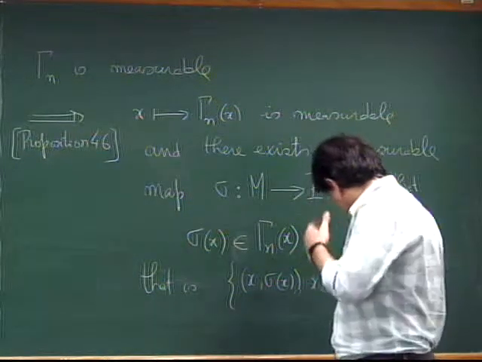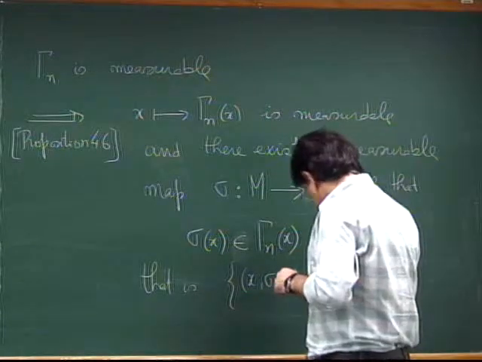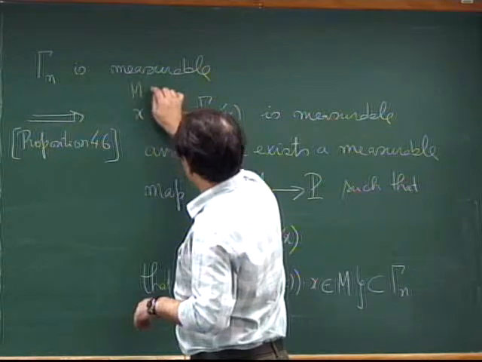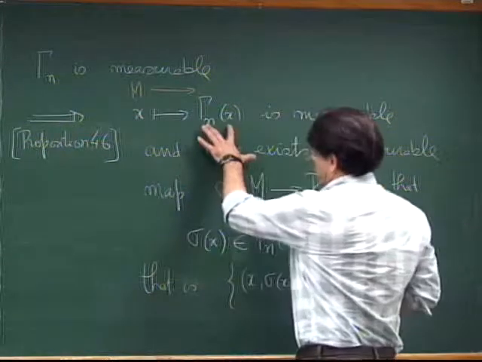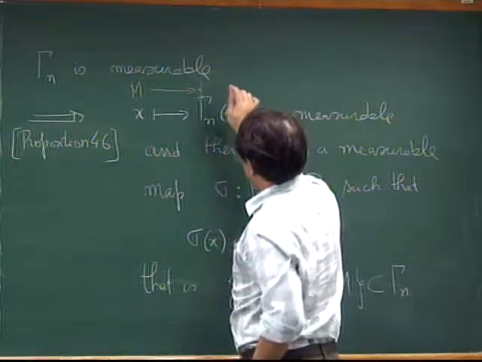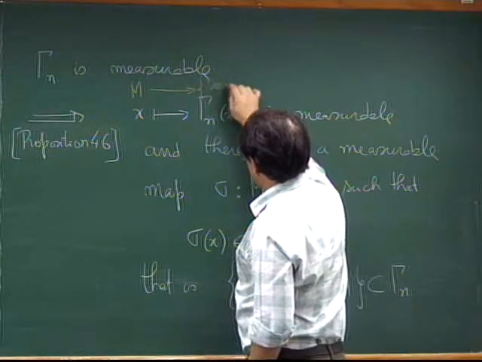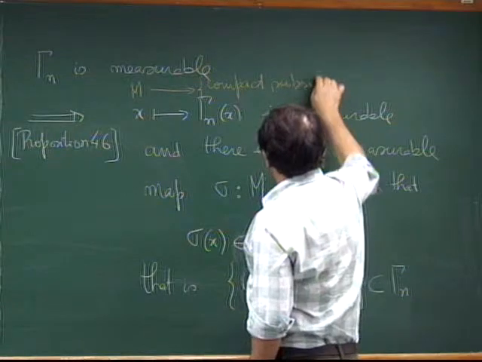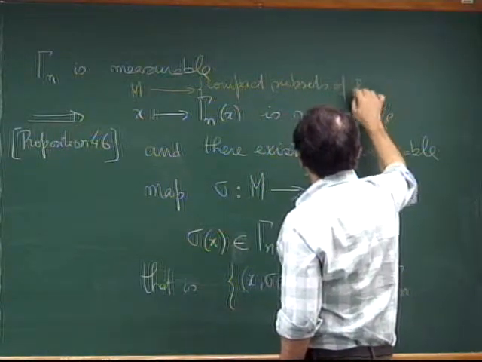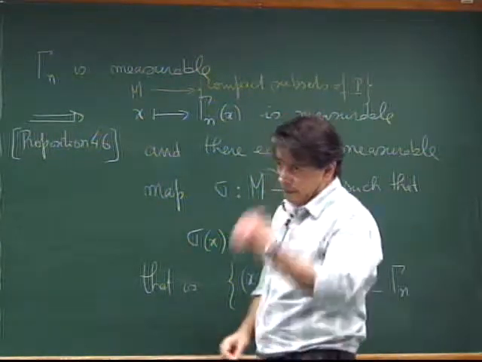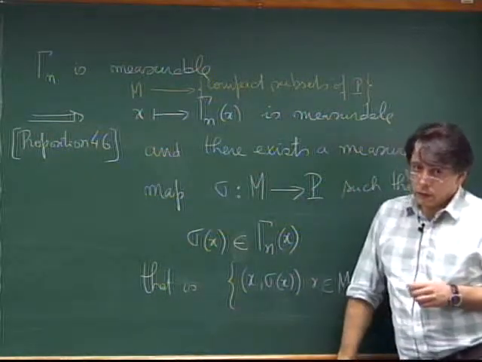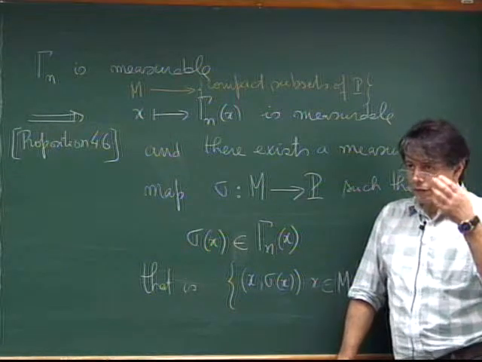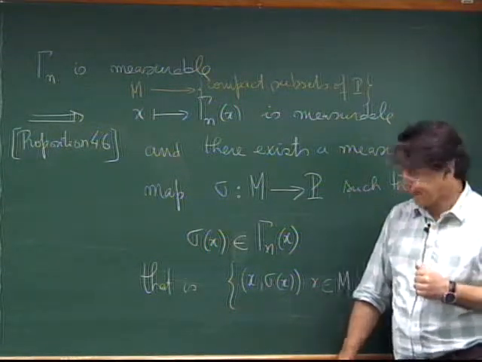Yeah. So what is the structure here? This is a map from M to. So where is the domain? The domain is the set of compact subsets of P. Okay? Now, what kind of structure does the set of compact subsets of a compact metric space have?